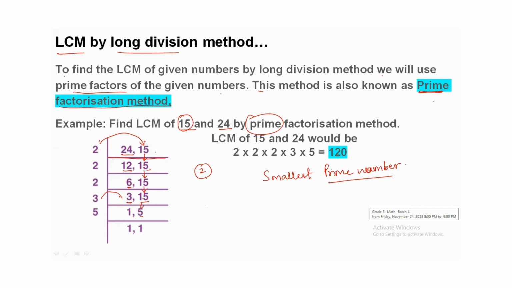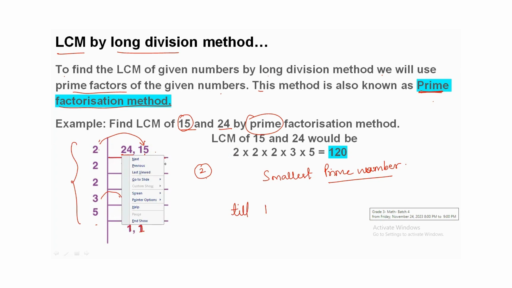Now, I need to continue this prime factorization till I get 1. Okay, till 1 is coming, I need to continue this process. So you can see 1 is already here. Now I need to make this 5 a 1. So what I can do, in the 5 table, 5 is there for 1 time. Now what you can see, this 24 and 15 both have been converted into 1. So I will stop over here.